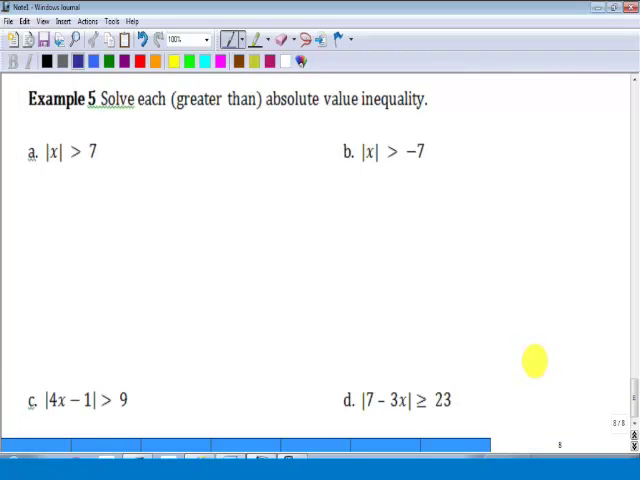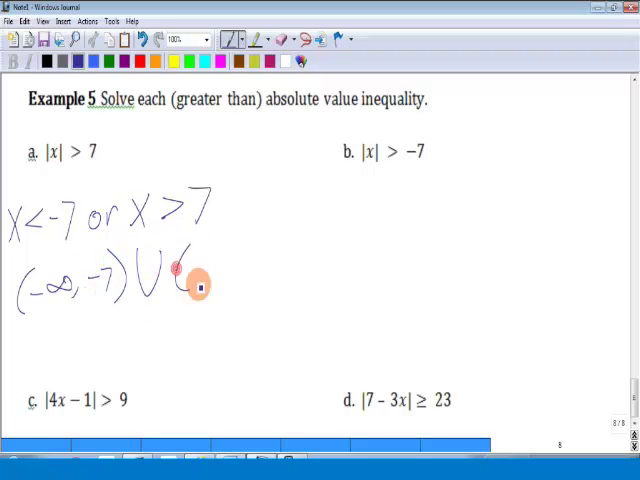Absolute value of x is greater than 7. What can you say about x if its absolute value is greater than 7? It could be that x is greater than 7, or it could be that x is less than -7. These are the two possibilities. If the absolute value is greater than 7, just think, it's more than 7 units away from 0, more than 7 units to the right, or more than 7 units to the left. And so you write it using interval notation, negative infinity to -7, union 7 to positive infinity.